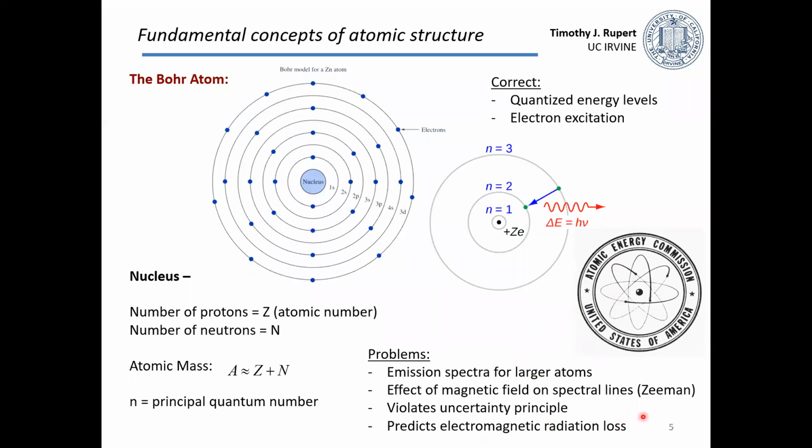It gets the emission spectra wrong for larger atoms, so it doesn't correctly predict how much energy is released. It misses the effect of magnetic fields on these spectral lines. It violates the uncertainty principle because in this picture, we are showing exactly where that electron is. So we're saying we know exactly where it is in time and space, which is a problem. And finally, this model would predict electromagnetic radiation loss that doesn't occur in real life.